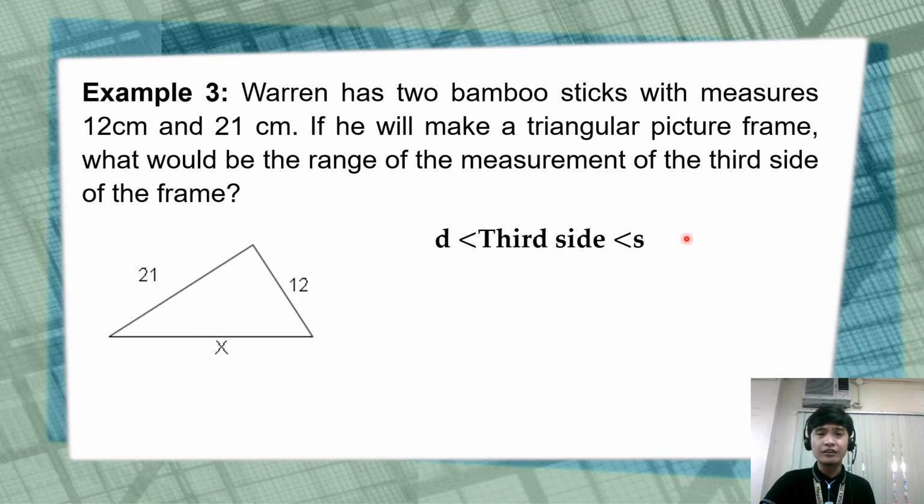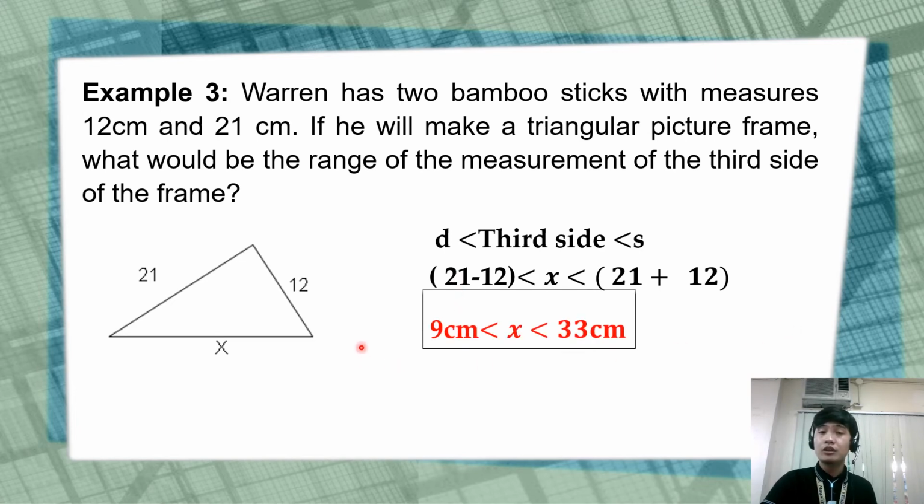Now, let's try to substitute everything here in the formula. So that is 21 minus 12, difference ng dalawang measurement. X here is the third side, and 21 plus 12, that is the sum of the 2 given sides. By simplifying this, our third side now, the measurement of our third side is any measurement that is greater than 9 cm but less than 33 cm. In other words, any measurements na mas mataas kay 9 cm pero mas mababa kay 33 cm. Yun lang ang pwedeng maging sukat ng third side para mabuo yung triangular picture frame na gagawin ni Warren. Yung po yung example number 3.